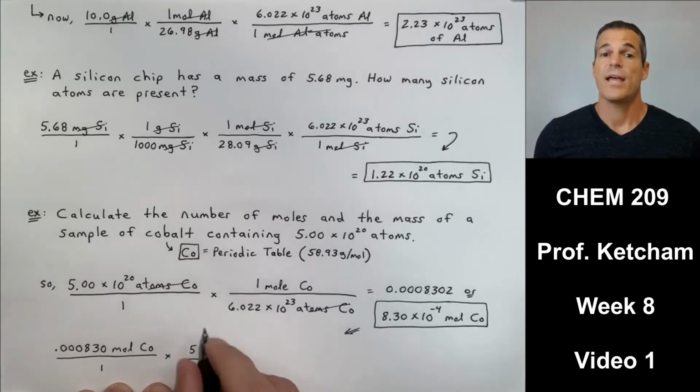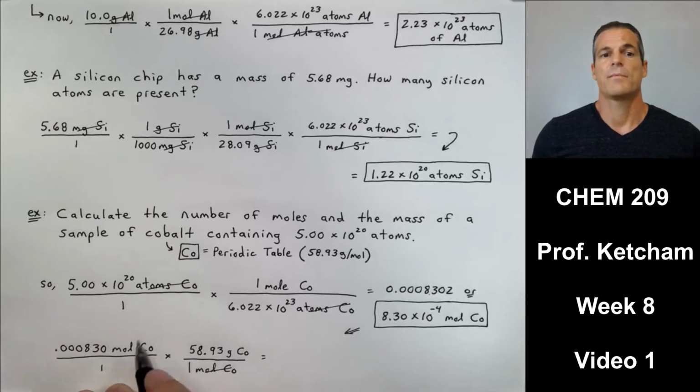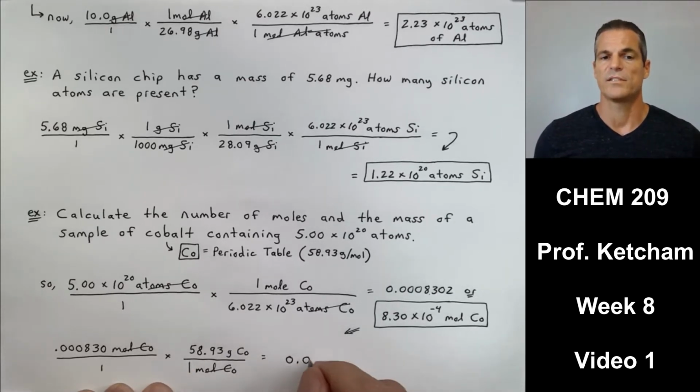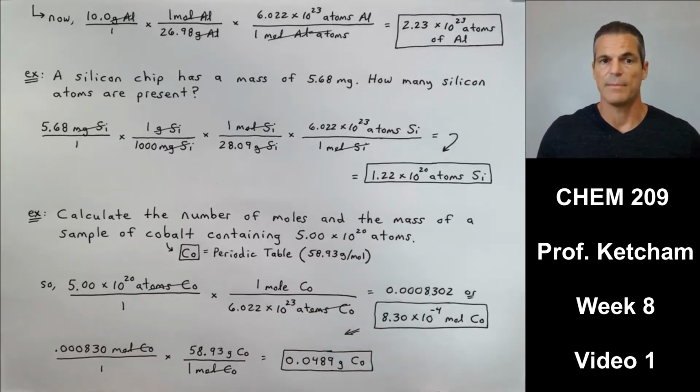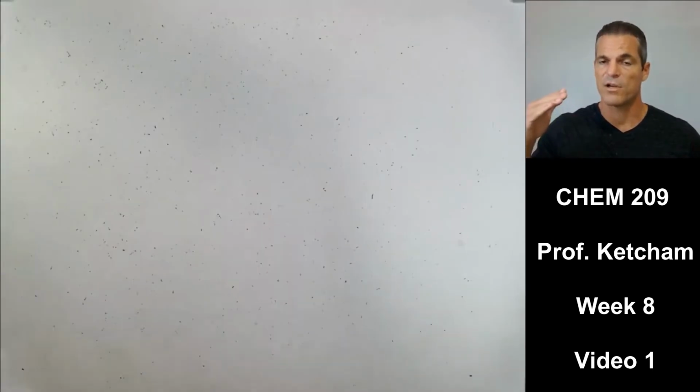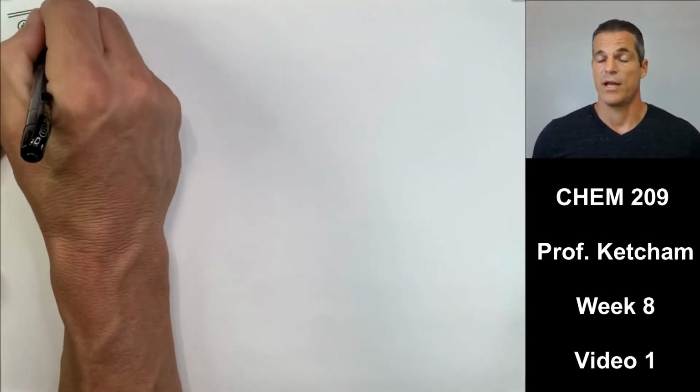All right. Now I want to get to grams, mass. So I'm just going to use moles and I can do it in one step. 0.000830 moles of cobalt times 58.93 grams of cobalt for every 1 mole gives me my answer in grams.